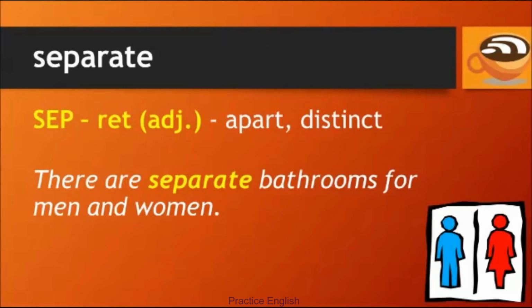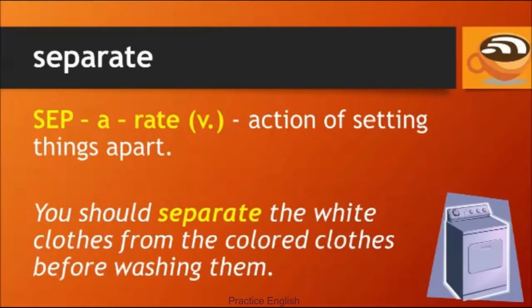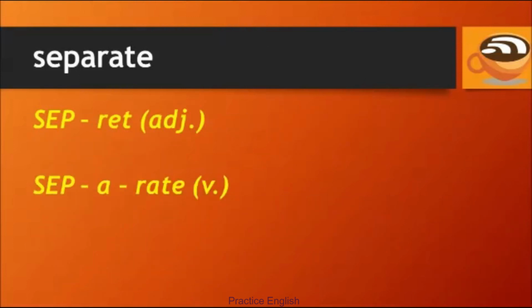Our next heteronym is separate and separate. Separate is an adjective meaning apart or distinct. For example, there are separate bathrooms for men and women. Separate with 3 syllables is a verb referring to the action of setting things apart. For example, you should separate the white clothes from the colored clothes before washing them. Separate, separate.